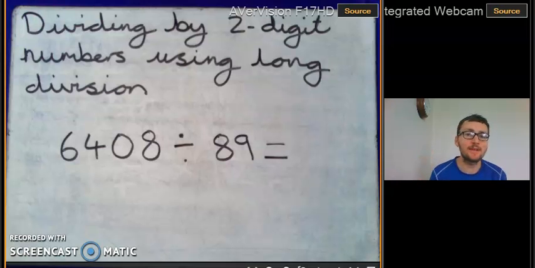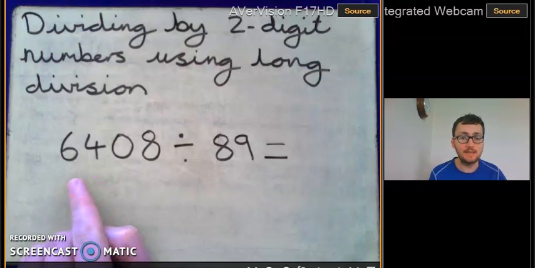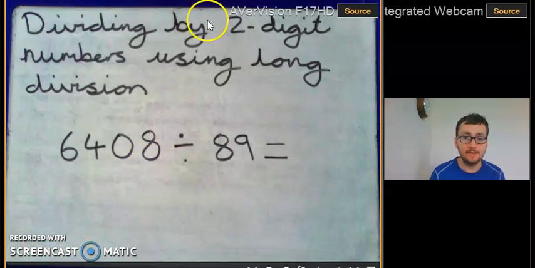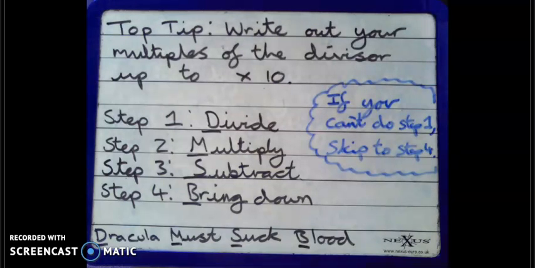Hi, it's Mr. Logue, and I thought we could do a quick video on dividing by two-digit numbers using long division. Here's an example calculation that we might see. 6,408 divided by 89.